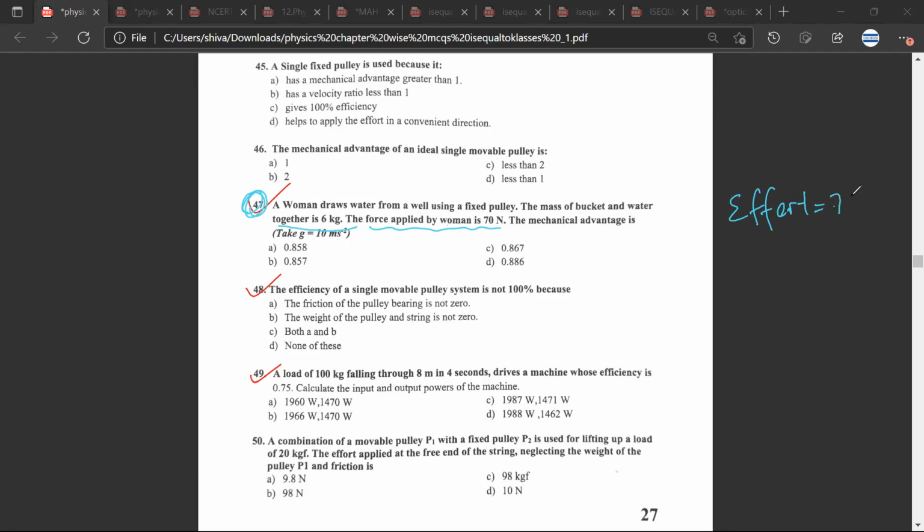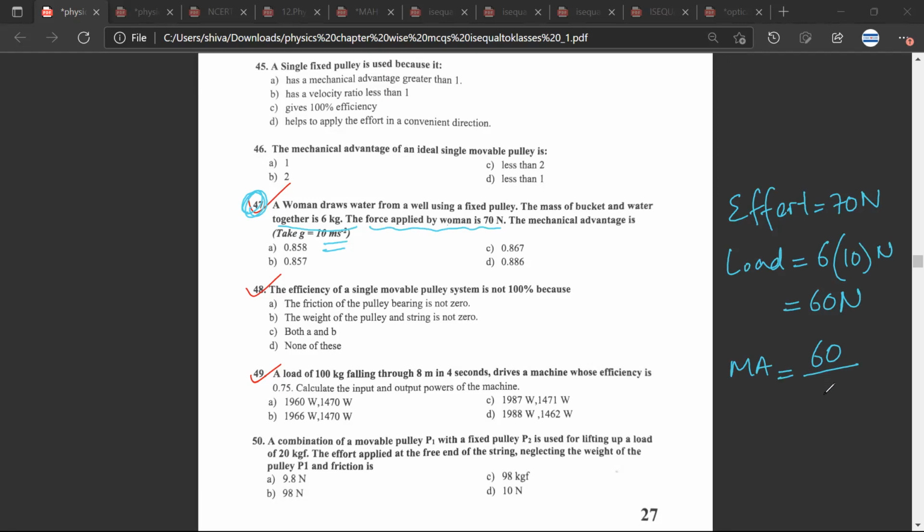Effort would be 70 Newton and the load is 6 into 10 Newton. So just take care of the units, Mr. CB. Any doubt? No. So just keep an eye on the units.